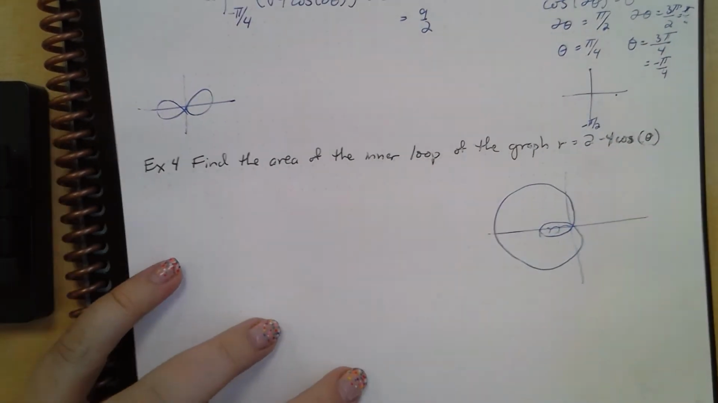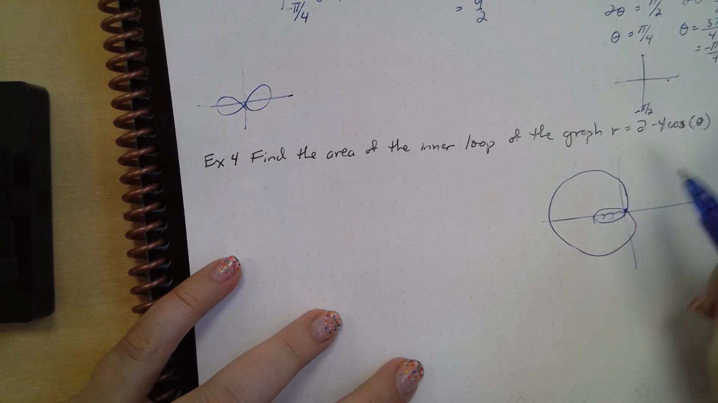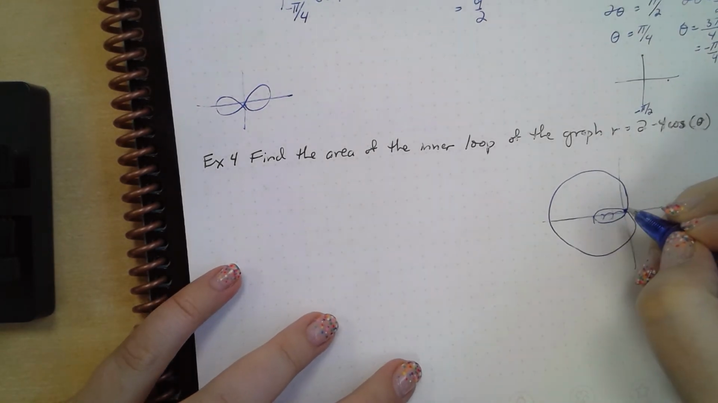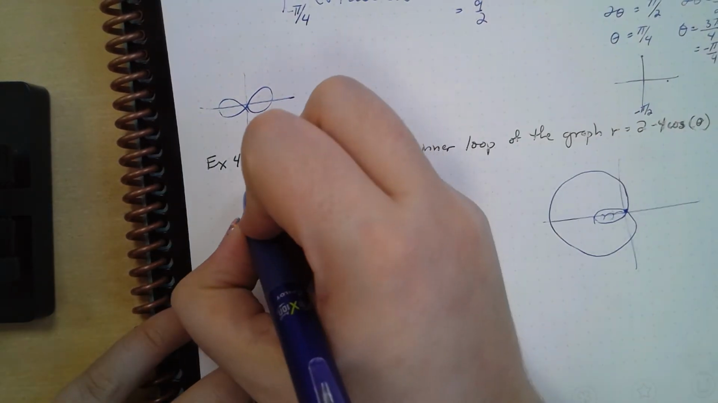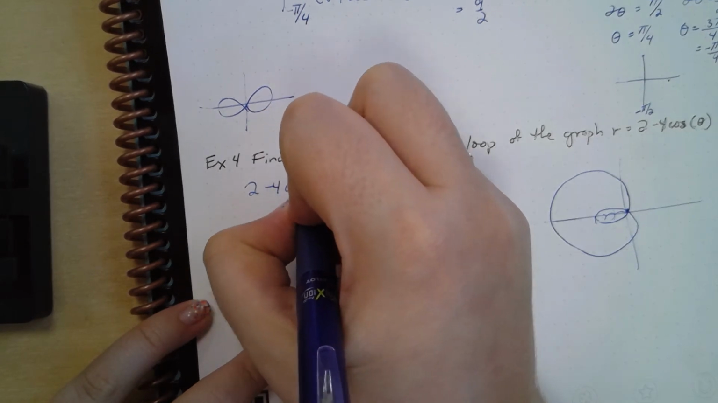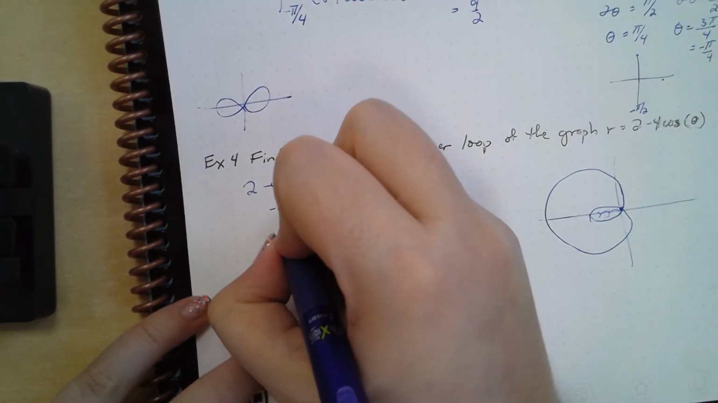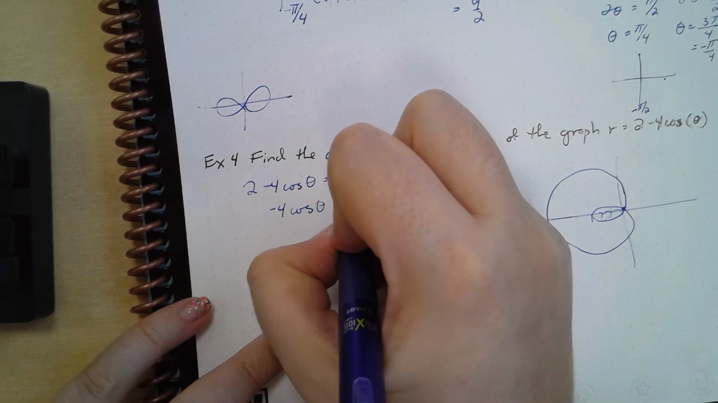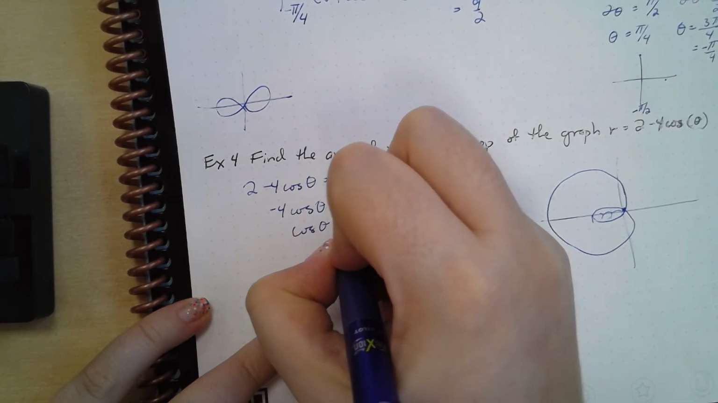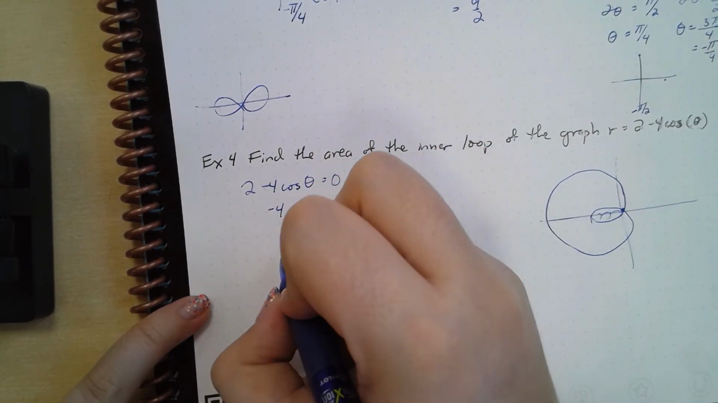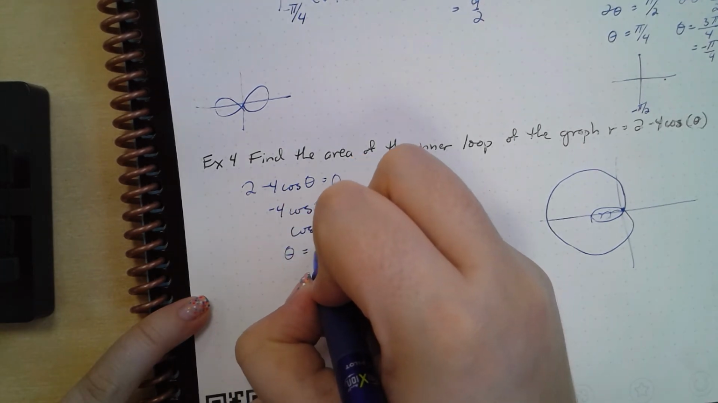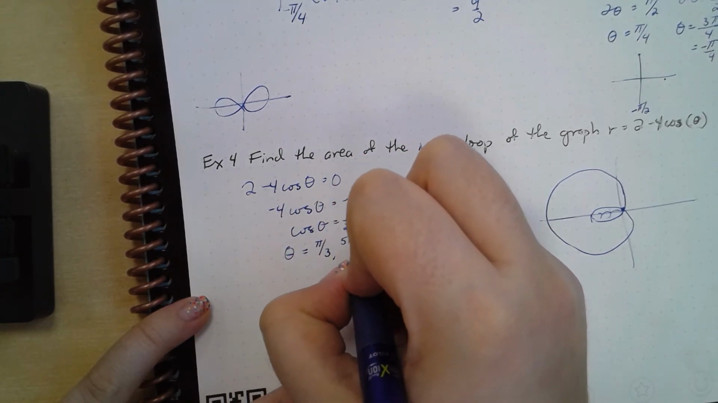But the first thing that we're going to have to do is find out when these loops happen, right? So I'm going to set 2 minus 4 cosine theta equal to 0. So -4 cosine theta equals -2. Cosine theta equals a positive 1/2. So theta is going to be equal to pi over 3 and 5 pi over 3.